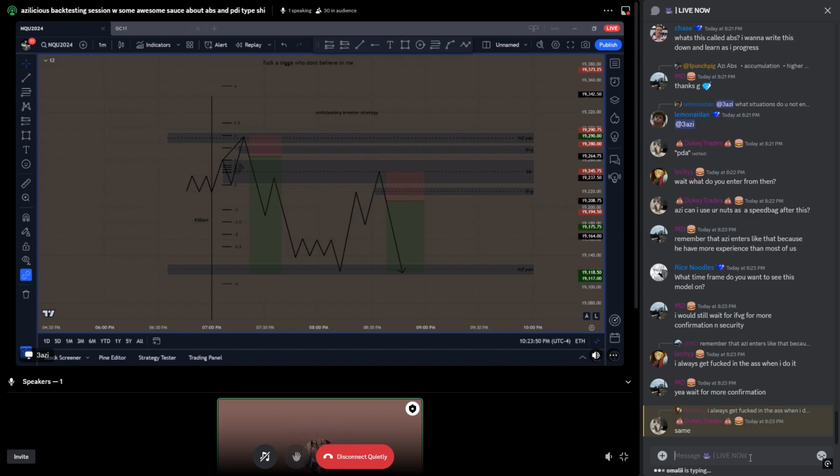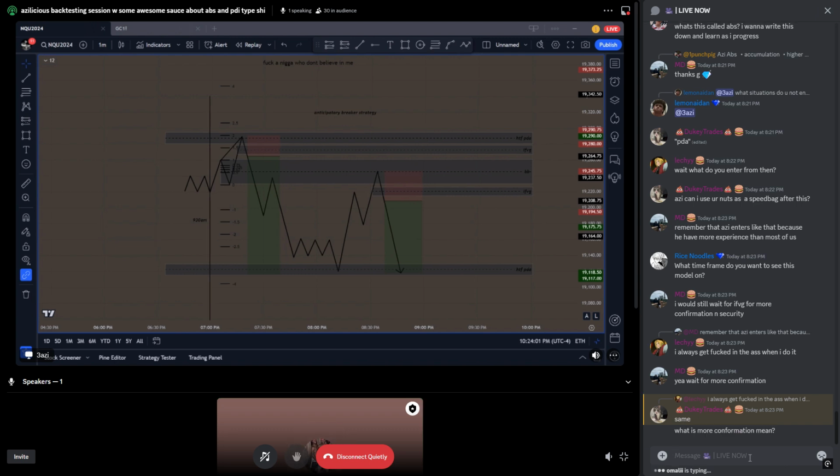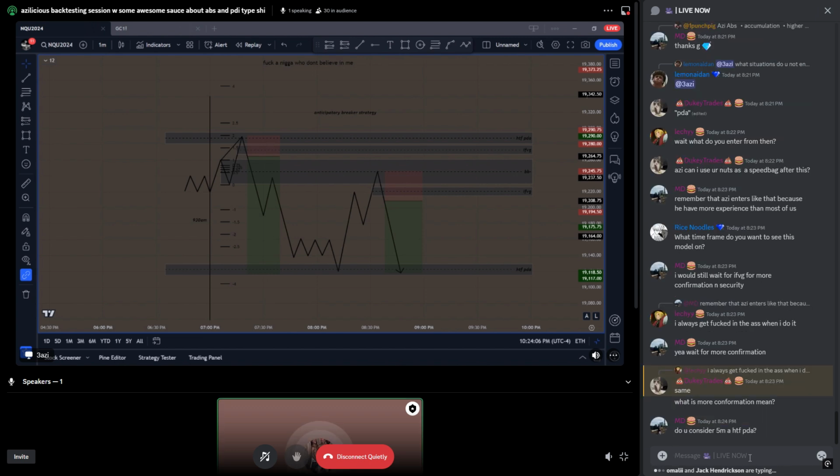Yeah, you should always wait for more confirmation. What time frame do you want to see this model on? I exclusively trade on like 1 minute. I would, yeah, you should wait for more confirmation.